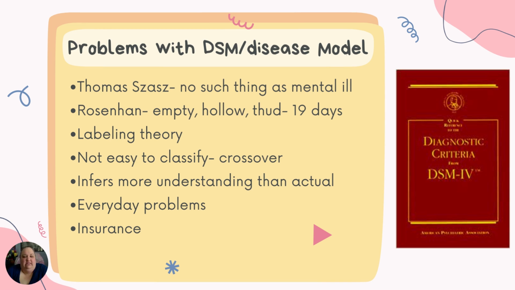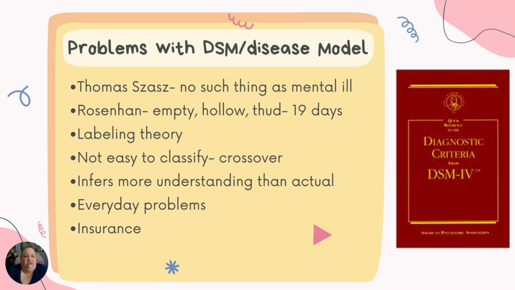So there are some problems with the DSM-4. It's been a book that's been around for a long time. Thomas Szasz actually said there was no such thing as mental illness. Rosenhan said empty, hollow thud for 19 days. That kind of classifies it. Labeling theory. So that's a huge problem, is labeling. It's not easy to classify certain things because they cross over into multiple areas. You can have a major depressive and a bipolar, so that would be a hard classification to have because it's in both areas.